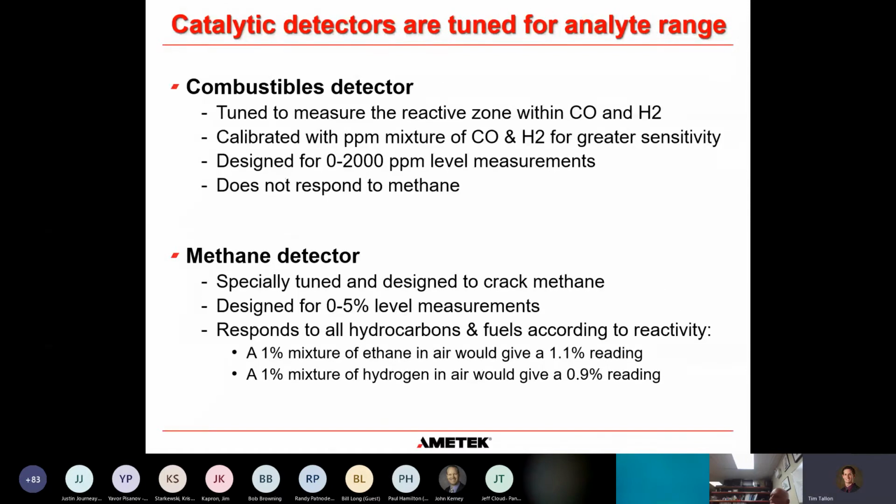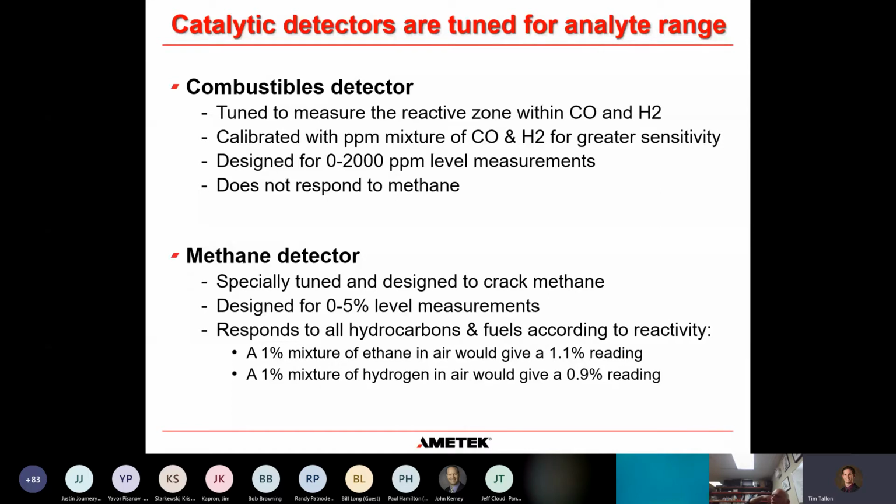Let's talk about the differences between a combustible detector and a methane detector. As I said, the catalytic detectors are tuned for a specific analyte range and zone of reactivity. So a combustible detector is tuned to measure that reactive zone between carbon monoxide and hydrogen. And we calibrate using a ppm mixture of carbon monoxide and hydrogen in order to ensure that we have greater sensitivity for that reactive range. And combustible detectors are generally designed for 0 to 2,000 ppm level measurements.